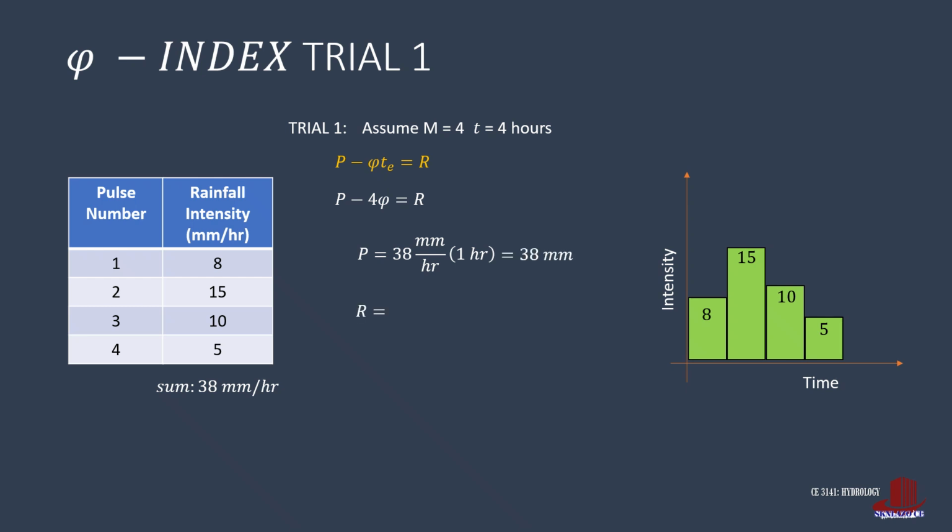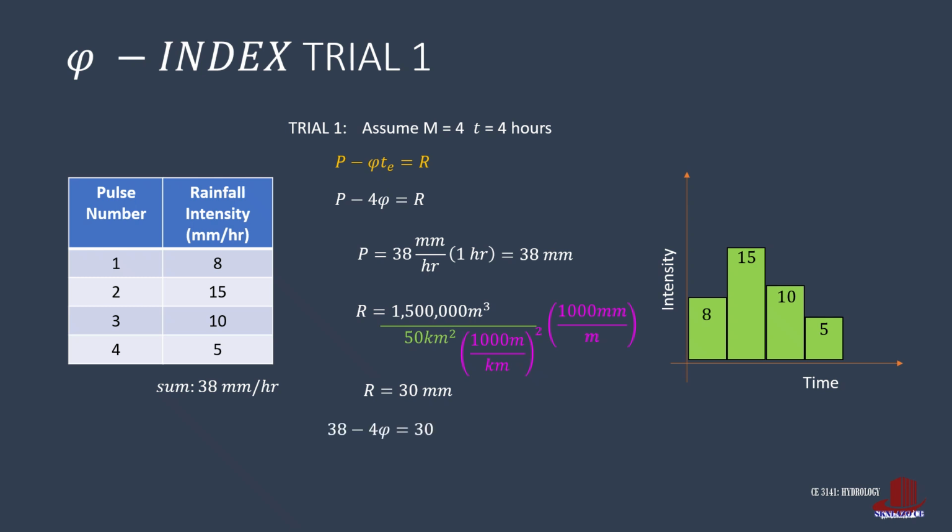For the runoff, the given value is 1.5 million cubic meters. Take the depth by dividing this by the catchment area, which is 50 square kilometers. This is converted into meters by 1,000 meters per kilometer. Then multiply another conversion of 1,000 millimeters per meter, giving runoff as 30 millimeters.